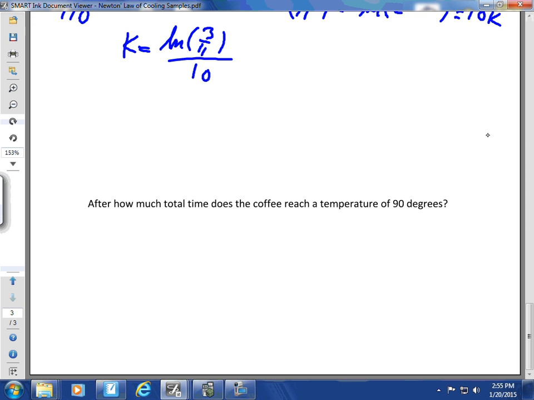Okay, so after how much time does the coffee reach a temperature of 90 degrees? Simply intersect it with the curve y equals 90. And you got it. 13.12 minutes later, we're at 90 degrees. So that's not terribly hard.